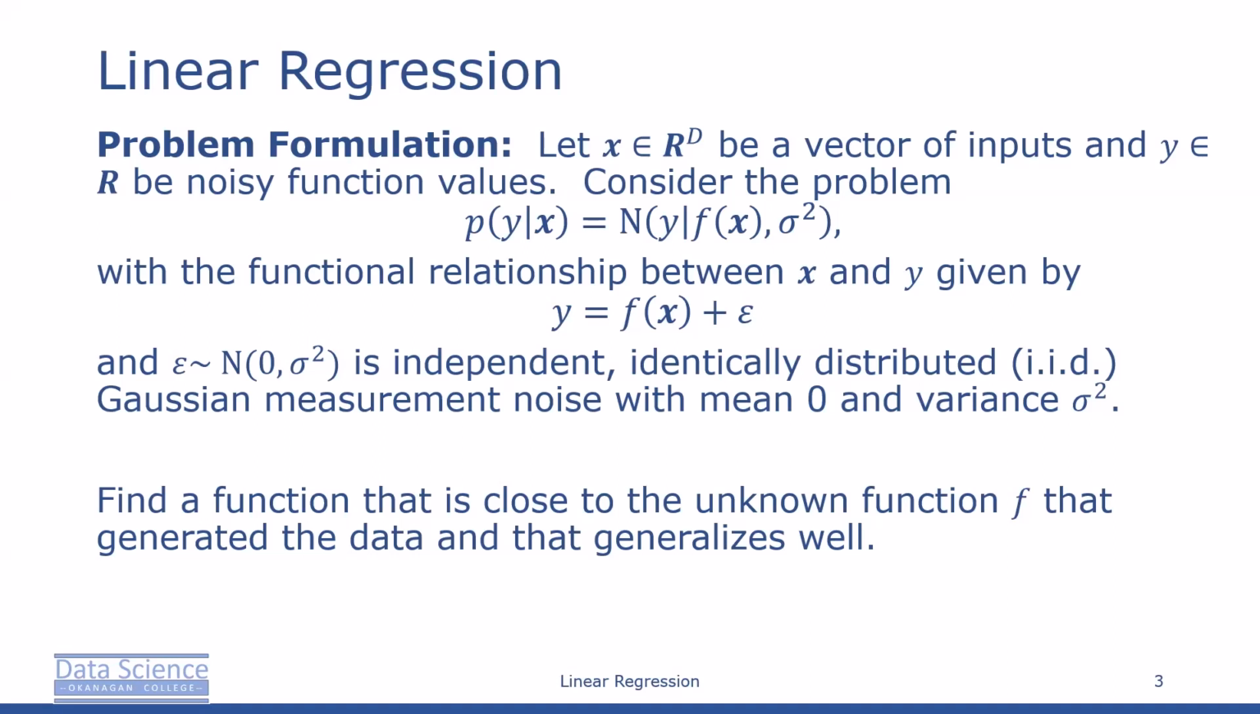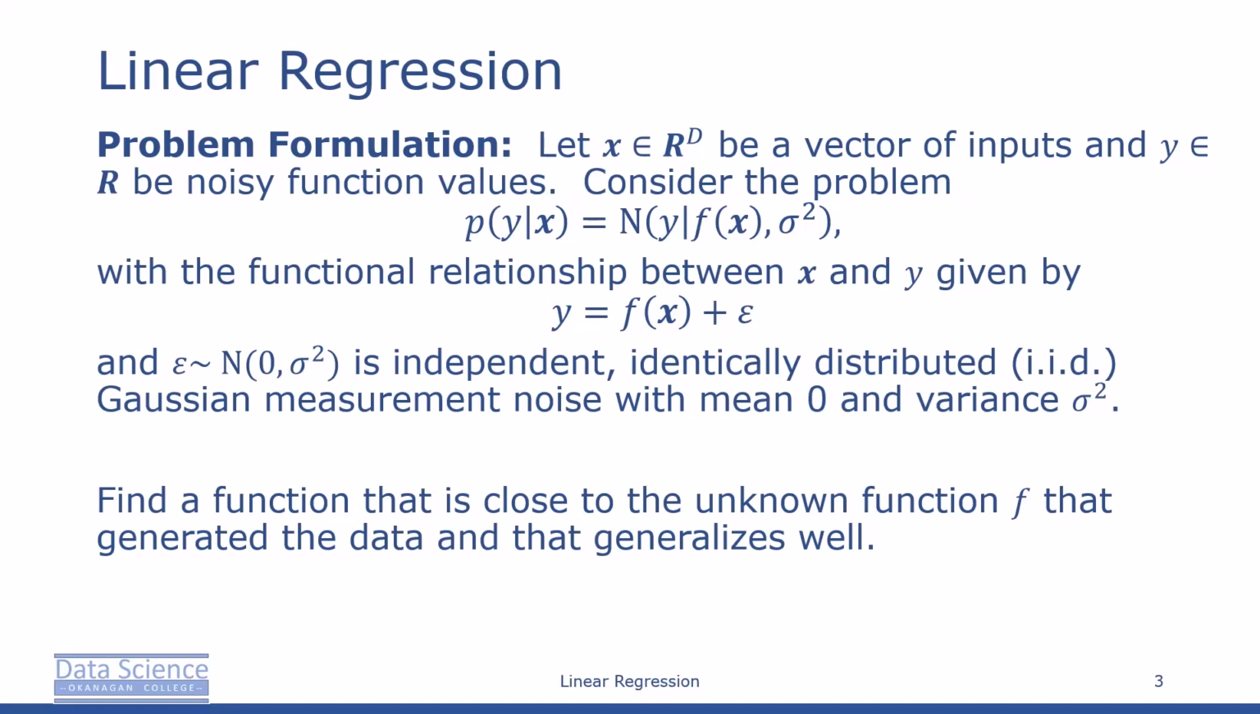p of y given x is normally distributed with mean f of x and variance sigma squared. Here, x is a d-dimensional vector of inputs, and y is a real number of noisy target values. The functional relationship between x and y is given by y equals f of x plus epsilon, where epsilon is normally distributed with mean 0 and variance sigma squared, and is independently identically distributed.